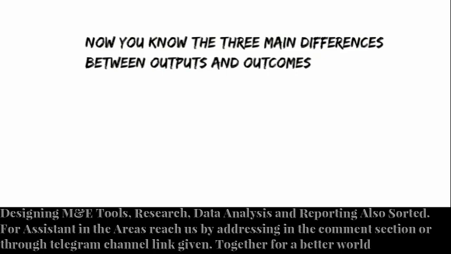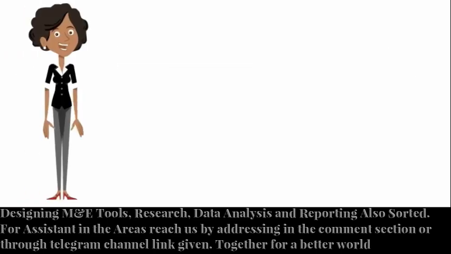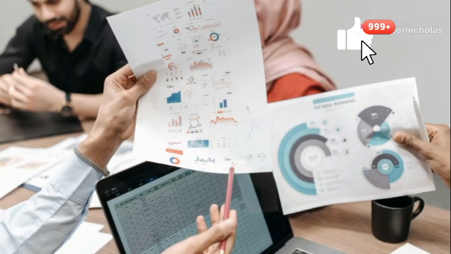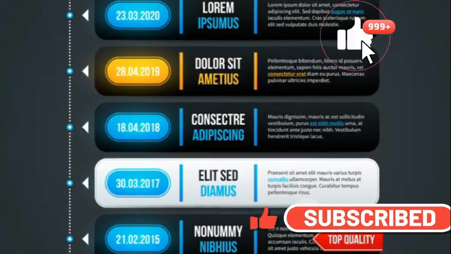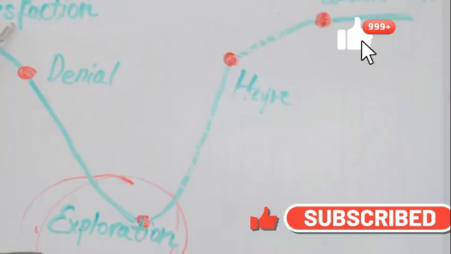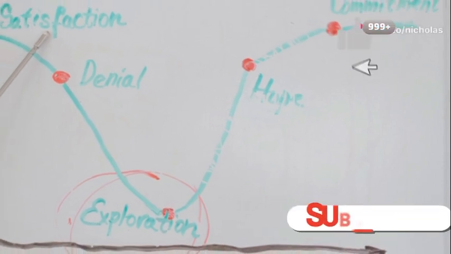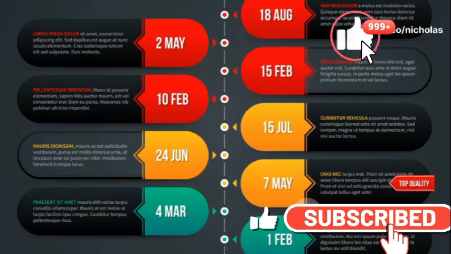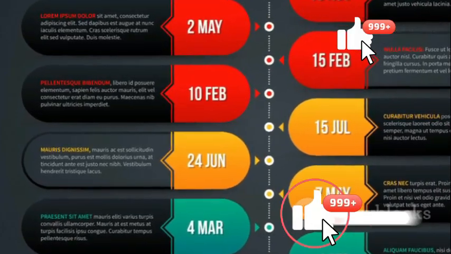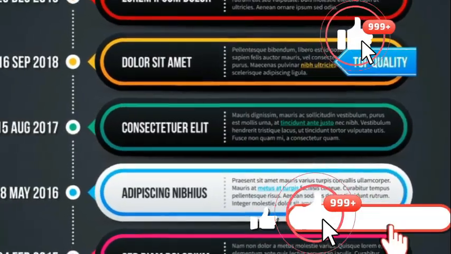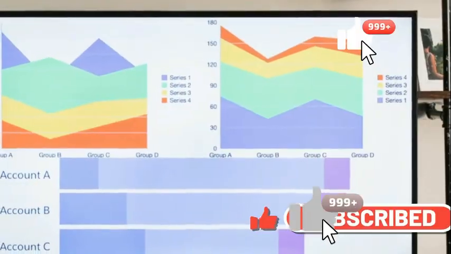The third way to identify outputs versus outcomes is to consider the timeline. Are you measuring progress during the project, or are you looking at the long-term effects? If it's the former, that's likely an output. But if it's the latter, that's likely an outcome. For example, if your project is about implementing a new training program, the number of people trained is an output. But if the goal is to improve employee performance over time, that's an outcome.